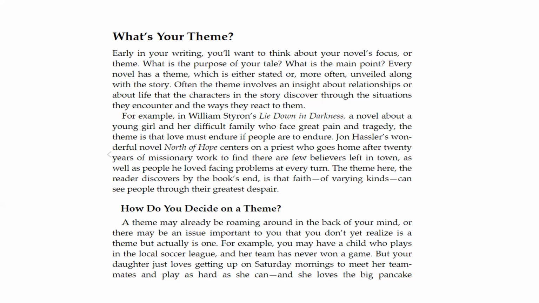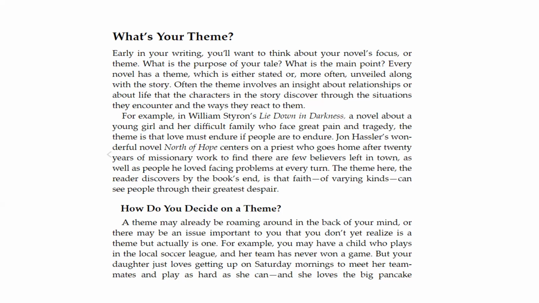For example, in William Styron's Lie Down in Darkness, a novel about a young girl and her difficult family who face great pain and tragedy, the theme is that love must endure if people are to endure. So I guess, you know, if you run out of love, people don't have a lot to live for at that point, and they might not live that long. That's why they're using the term endure here.